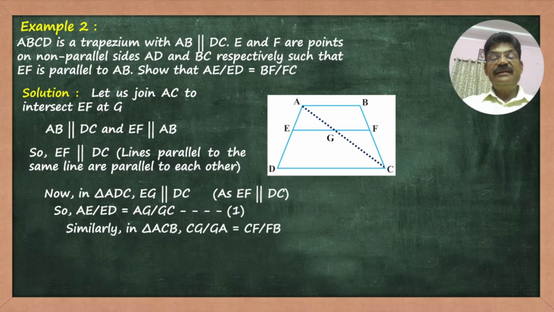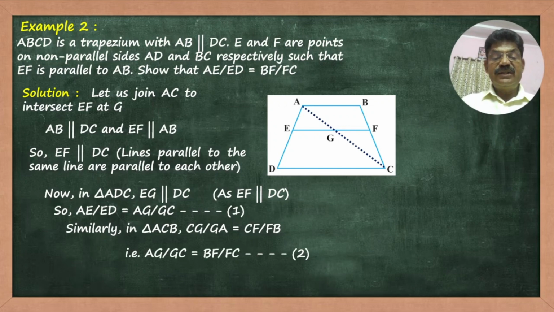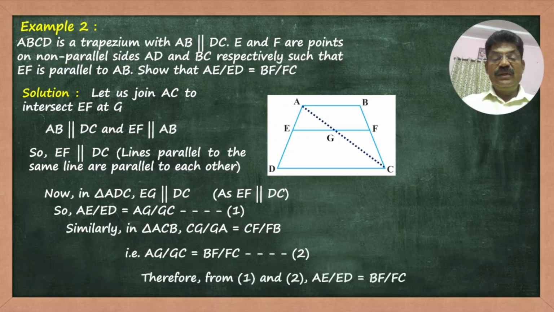Similarly, in triangle ACB, CG divided by GA is equal to CF divided by FB. Call this equation 2. Find the reciprocal on both sides: AG divided by GC is equal to BF divided by FC. Call this equation 2. Therefore, from 1 and 2, AE divided by ED is equal to BF divided by FC.